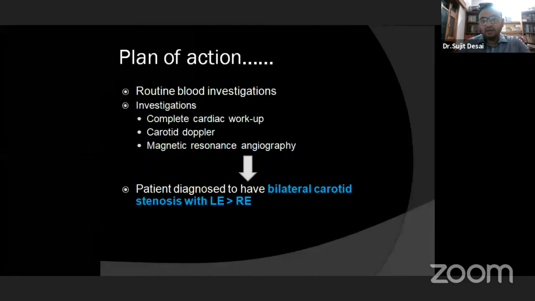So looking at it, the plan of action was that we went on with complete blood investigations, a complete cardiac workup, carotid Doppler, and a magnetic resonance angiography. From the reports, the patient was diagnosed to have bilateral carotid stenosis, left more than the right.